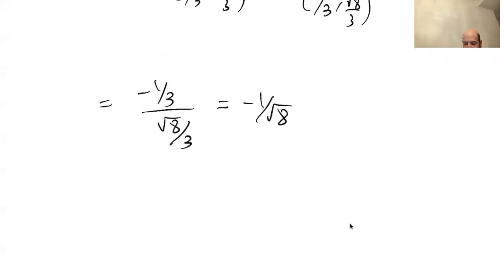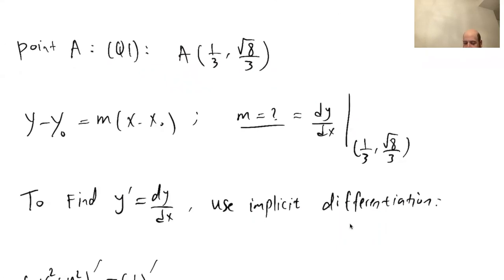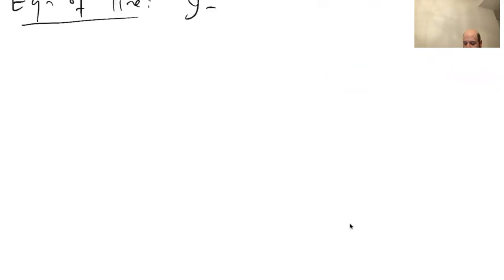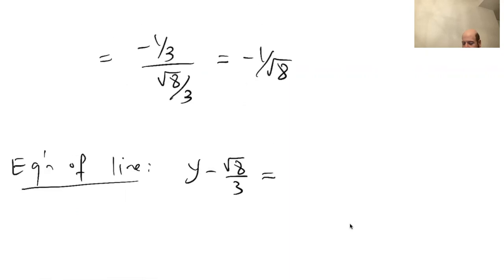And therefore, the equation of the line will be y minus y naught equals m times x minus x naught. We have x naught, y naught here. So y minus root 8 over 3 equals m, which is minus 1 over root 8, times x minus 1 over 3.